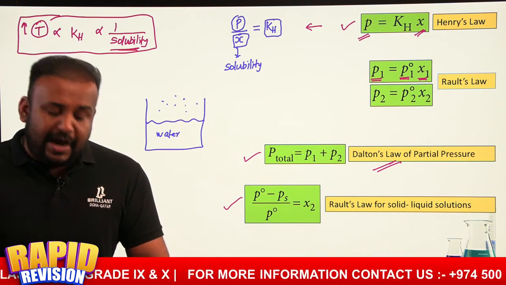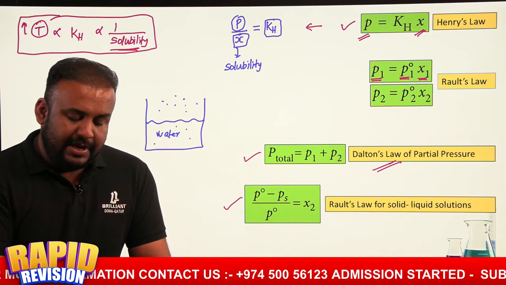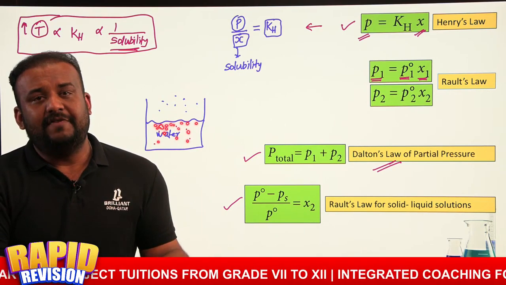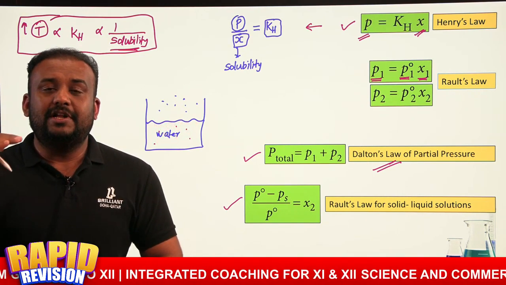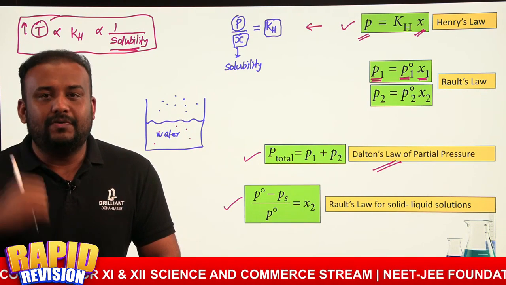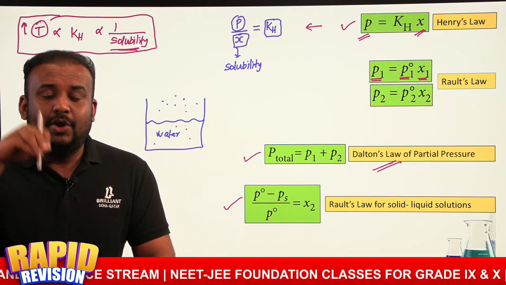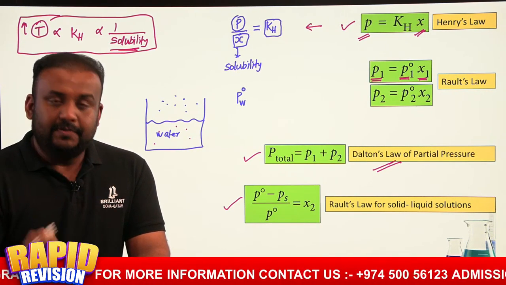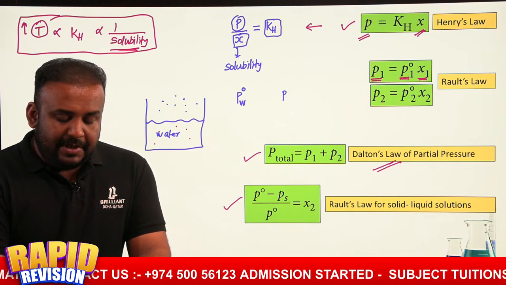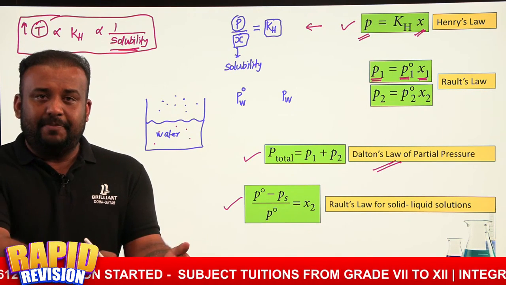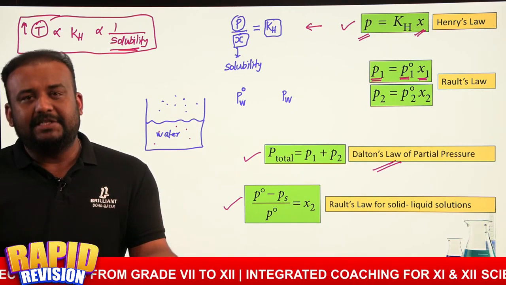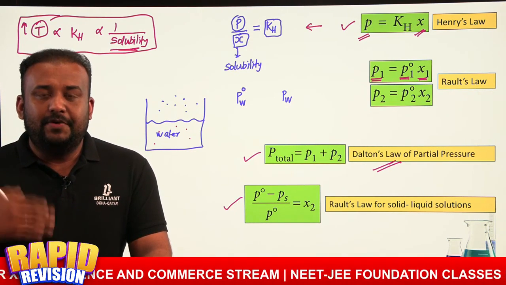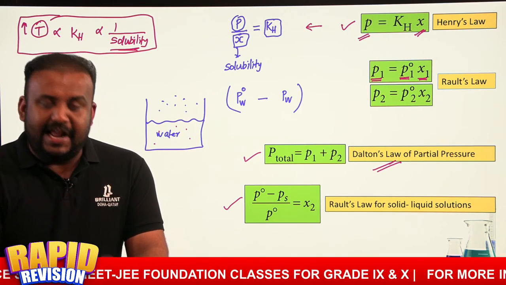Now on top of that, if you add some solute, what will happen? These solute particles will occupy some of the surface, which will block the water vapors from escaping. So the pressure of the water will not be as much as it was for pure water. Yes or no? So there will definitely be a lowering of the pressure of water. Let's say our original pressure of pure water is P0W, and after adding a solute it has become PW. So P0W is the pure vapor pressure of water, and PW is the vapor pressure of water mixed with a solute. Now according to Raoult's law, there will be a lowering in vapor pressure when you add a solute. So how do you calculate the lowering? Simply subtract. Yes or no?